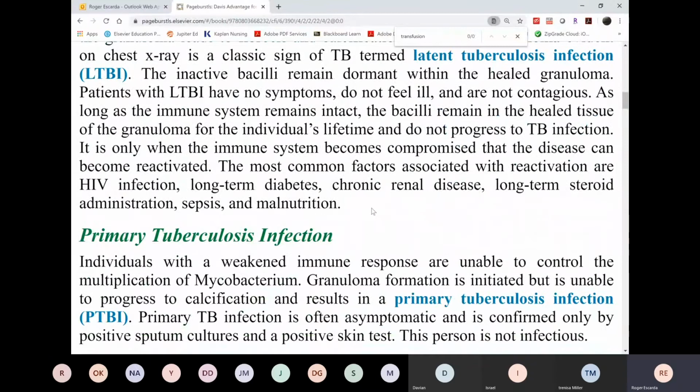So I opted for treatment. I went through the whole treatment, 6 months of INH and rifampin, and that's over with. So I'm treated, no more.